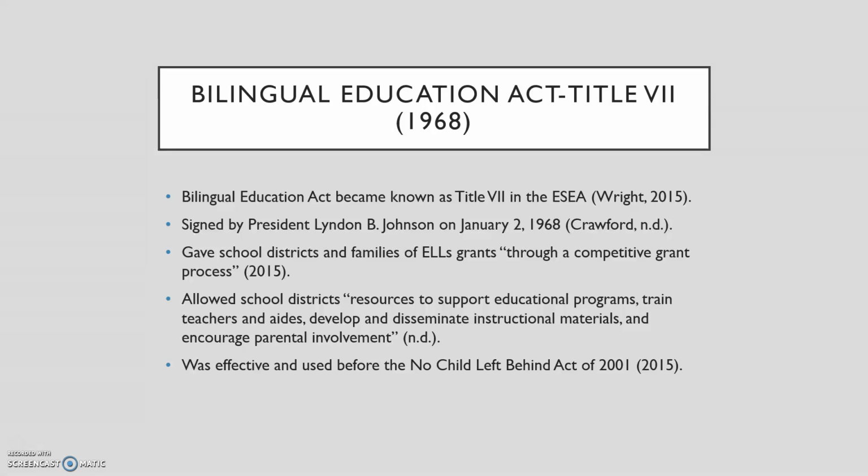The Bilingual Education Act was effective, with 6 revisions made on ESEA Title VII until the No Child Left Behind Act was passed in 2001. Wright claims that each revision made definitions clearer and acknowledged the importance of being bilingual and receiving a bilingual education.